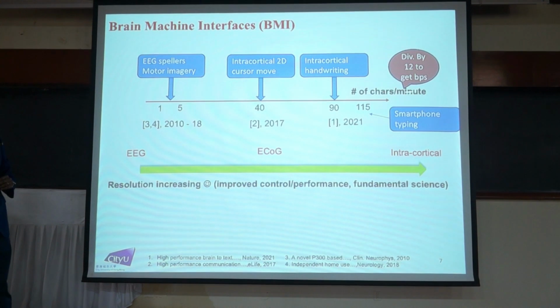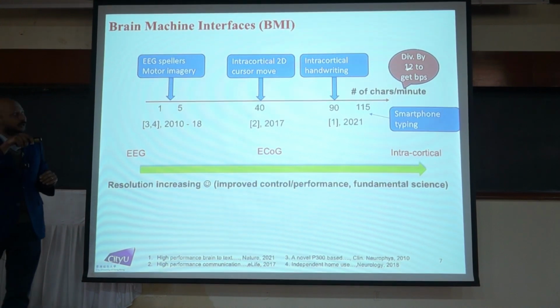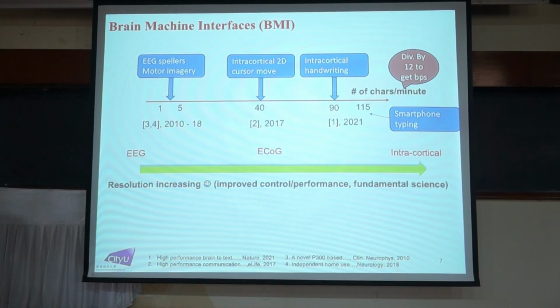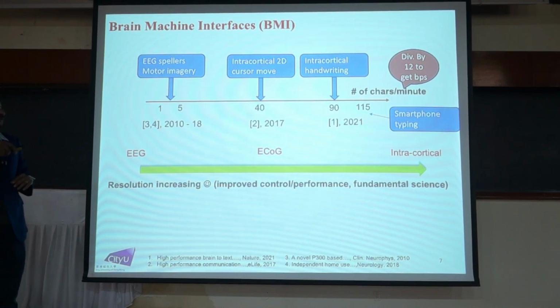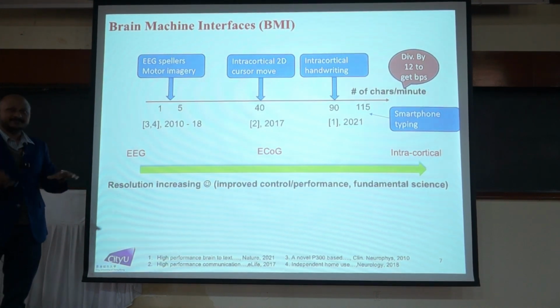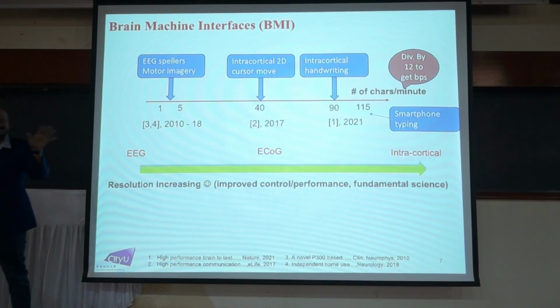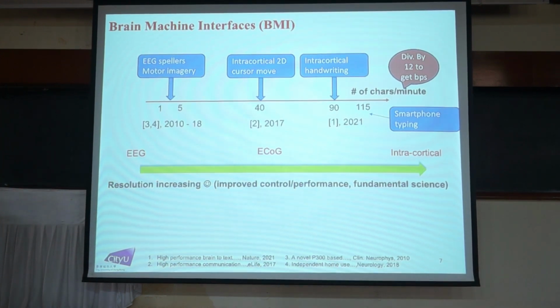How do you convert this to bits per second? Roughly, you have to divide by 12. There are 26 alphabets, about 5 bits, and 60 seconds in a minute. So 60 divided by 5 gives you a factor of 12. If you divide this 115 by 12, it's roughly 10 bits per second, going back to Ernst's talk. So amazing, yeah? Everything goes back to the 10 bits per second.